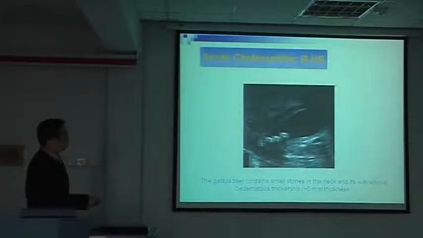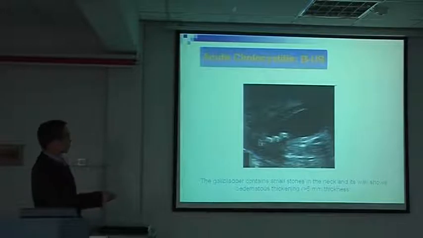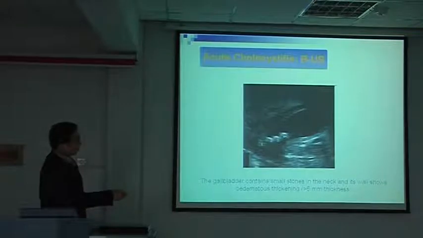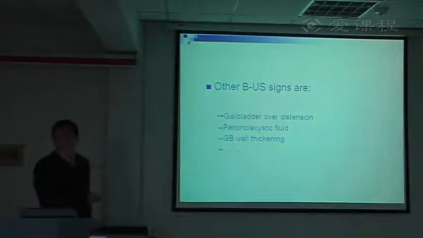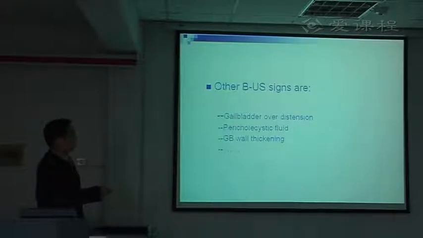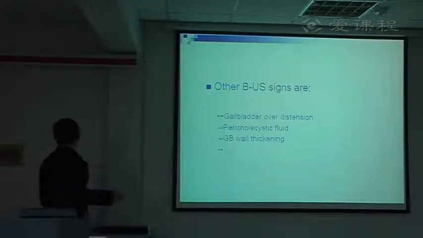This CT scan showed multiple stones in the gallbladder. Why is this cholecystitis? Because the gallbladder wall is very thin. Other ultrasound signs are gallbladder overdistension, pericholecystic fluid, and gallbladder wall thickening.